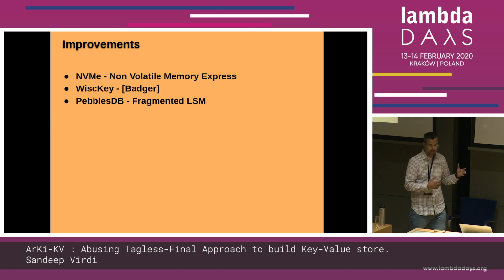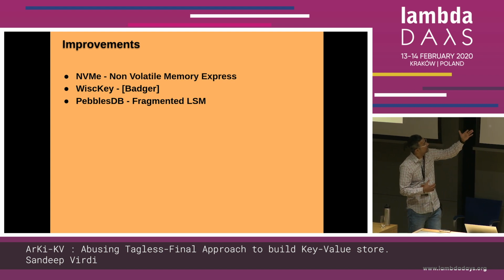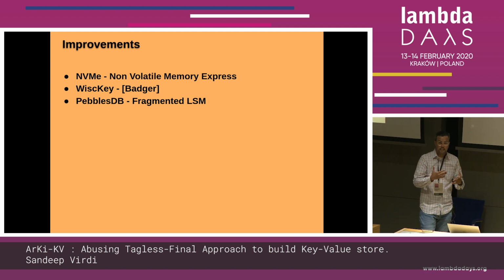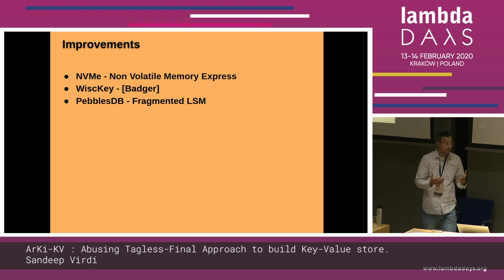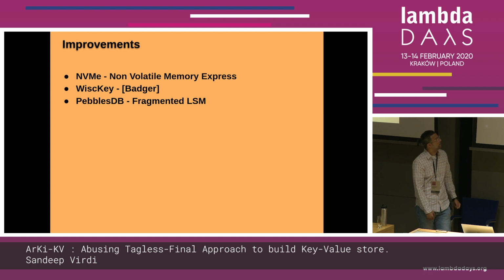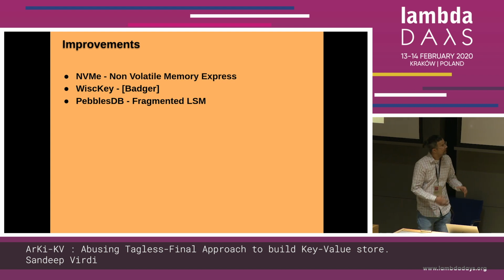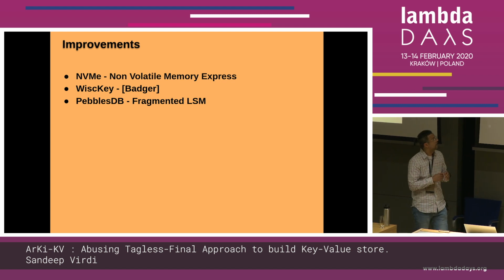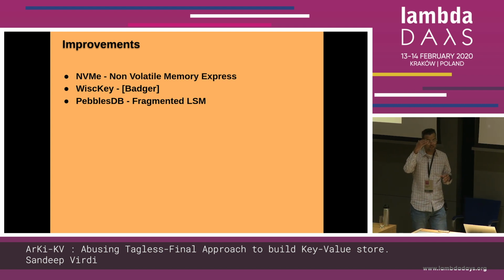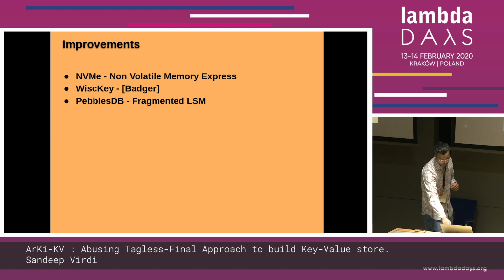PebblesDB, this is also interesting. It's also called FLSM trees, or fragmented LSM trees. They borrow ideas from the concurrent skip list. They introduce the concept of guards that help you segment the key space into disjoint key ranges. Once you introduce a guard, it's going to be present in subsequent levels.